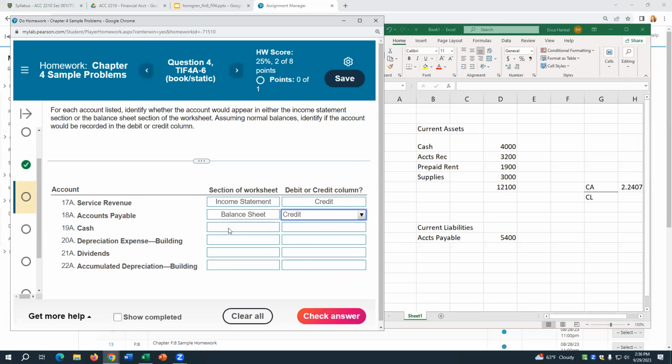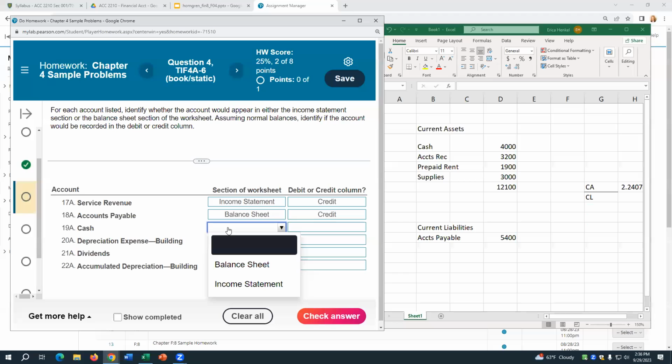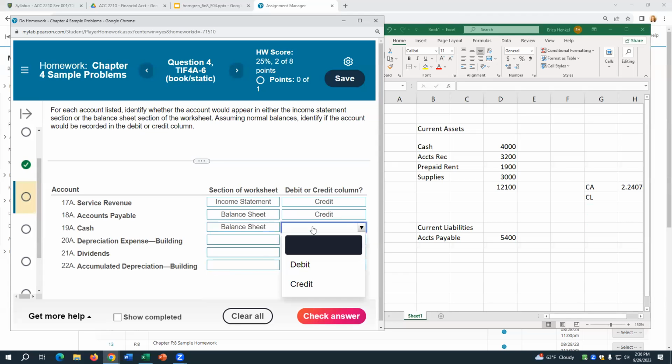Okay. Cash, balance sheet or income statement? Balance sheet, and that's going to be what? Debit. Depreciation expense for a building.